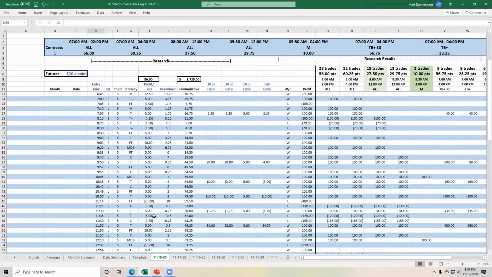So it's not, you either make 5, you make 10, or you lose 20. There's an in between there where you can make a couple points, or you can lose a few points based on the signal reversing and you entering in the opposite direction.